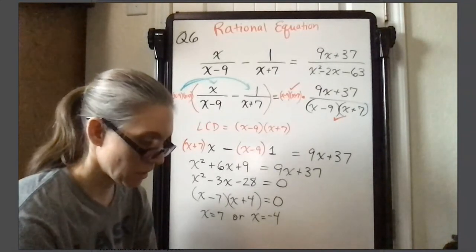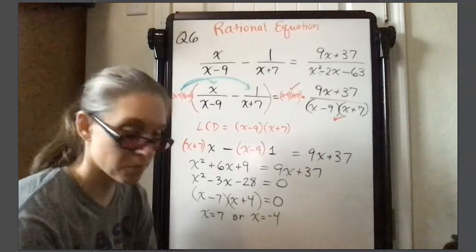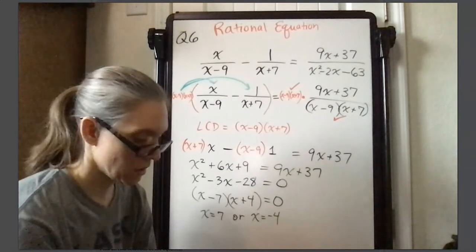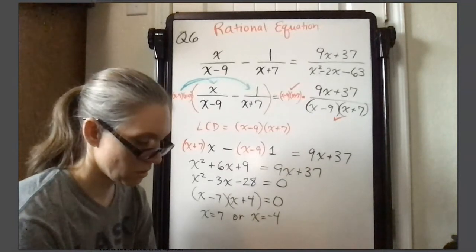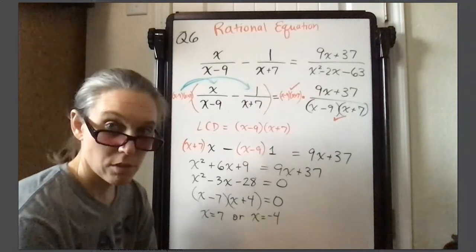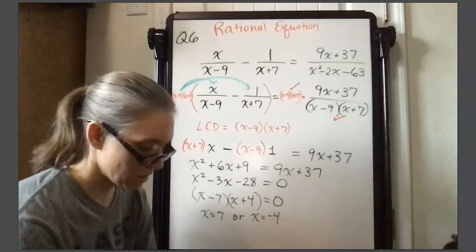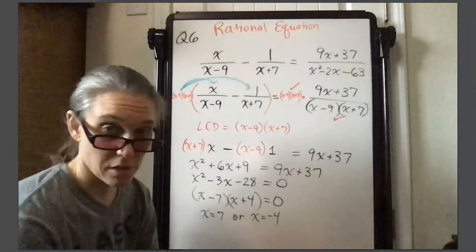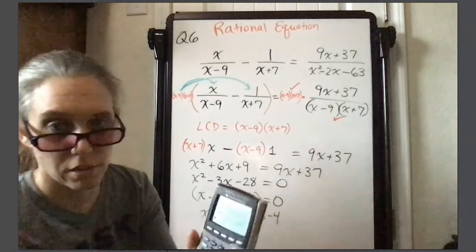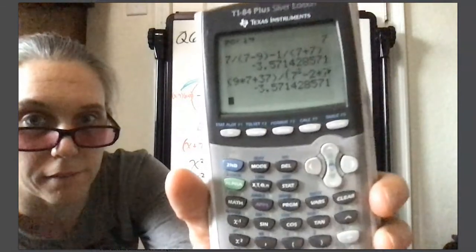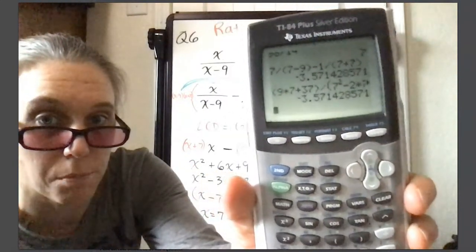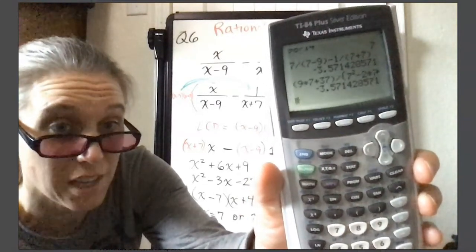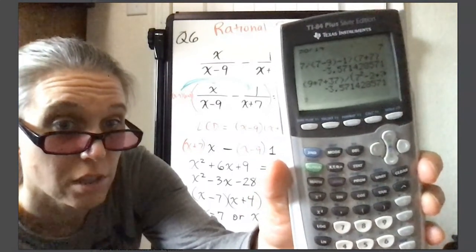So if I plug in 7 first of all, 7 divided by 7 minus 9, minus 1 divided by 7 plus 7, the left-hand side is equal to negative 3.57 dot dot dot. Now if I plug that into the right-hand side, 9 times 7 plus 37, and for my denominator divided by 7 squared minus 2 times 7 minus 63. The right-hand side is also equal to negative 3.57 dot dot dot. So that's good. You can test right there on your calculator. You can type into both sides your answer, and you should get the same decimal approximation for each. So if you have time to do this, I highly recommend you do this. You can catch your mistakes.